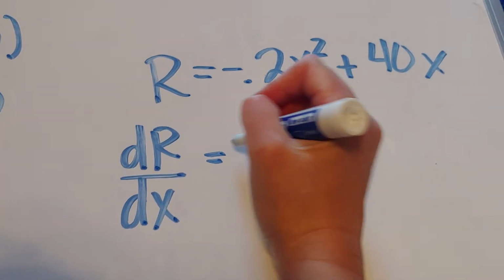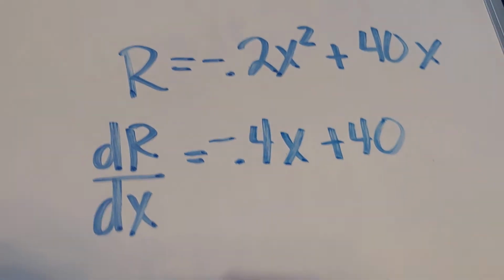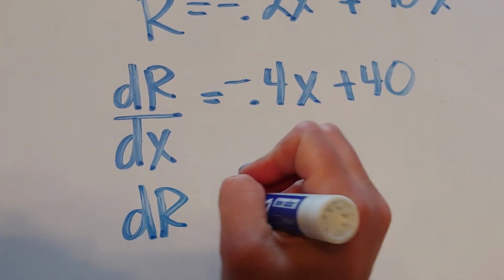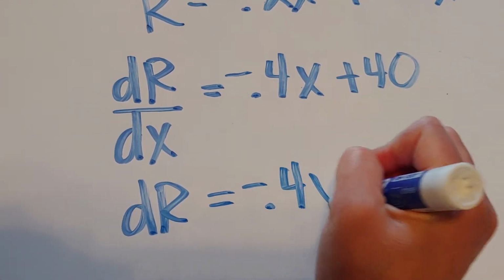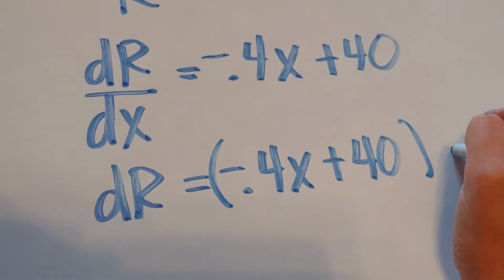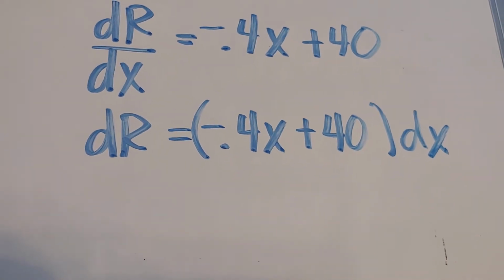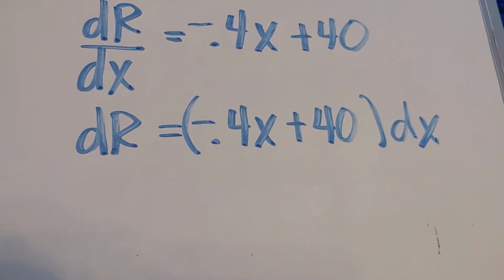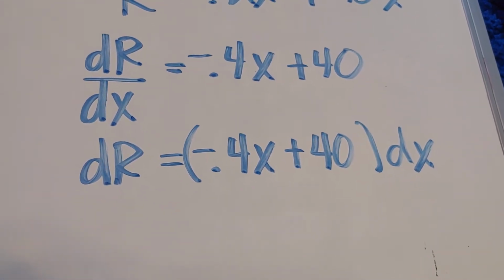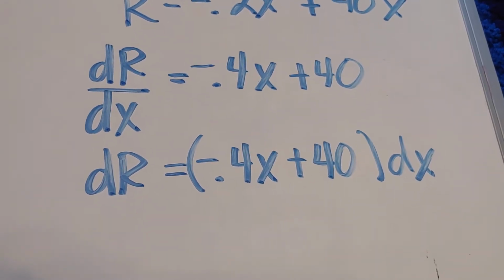So the derivative is negative 0.4x plus 40. And then I'm going to multiply by that dx. So again, we're doing a differential, not marginal, but a differential. The reason why this is going to be approximate change is that differentials are really only accurate when dx is really small, like 0.1, 0.2, 0.3, and all that kind of stuff.